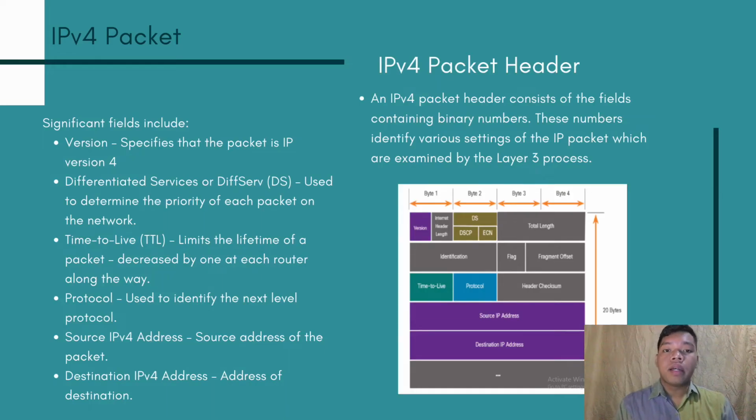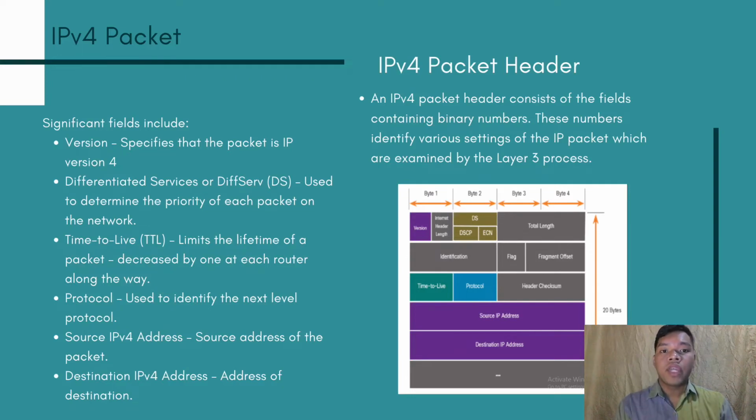IPv4 packet. An IPv4 packet header consists of fields containing binary numbers. These numbers identify various settings of the IP packet, which are examined by the layer 3 process. Significant fields include: first, version. It specifies that the packet is IP version 4.